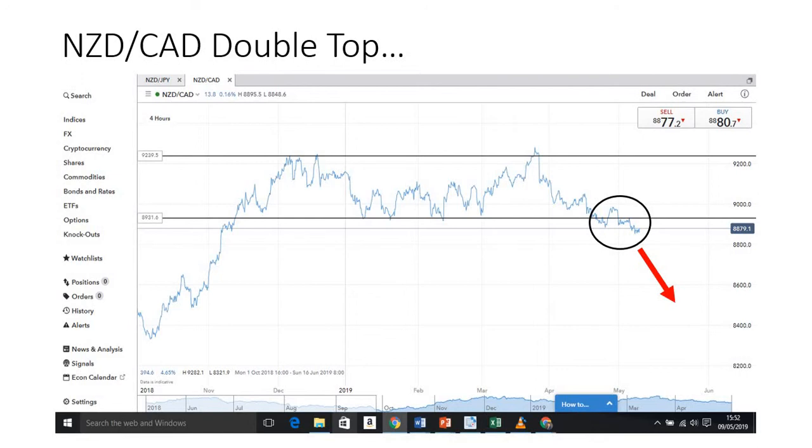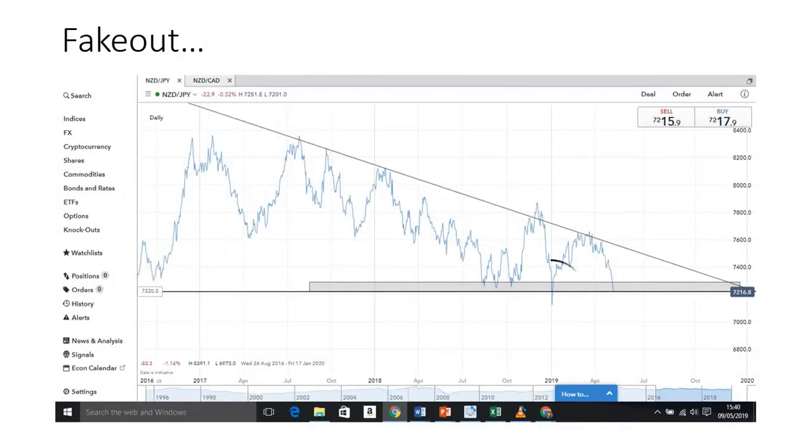However, what can sometimes happen is called a fake out. Now, this is when the market looks like it is about to break out, but in actual fact heads straight back in the opposite direction. Here we can see the example on the New Zealand dollar Japanese yen chart. If you had bet on the market going down here, you would have lost money. Because this can happen often, the question is, how do you avoid it?